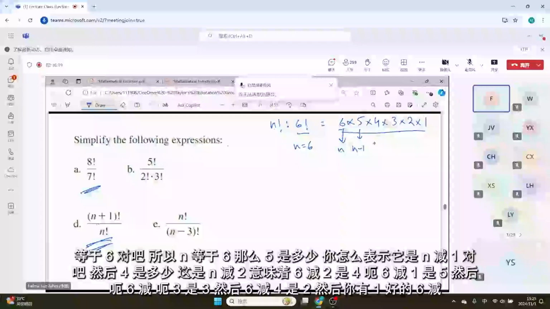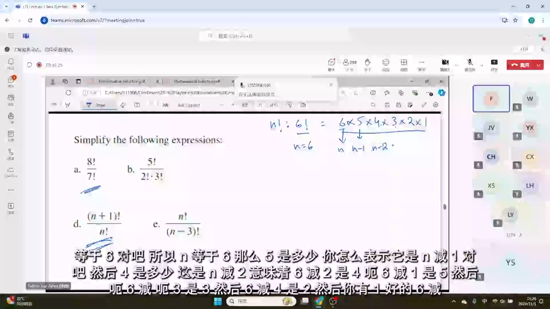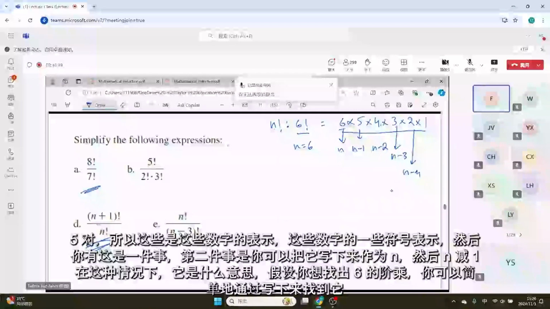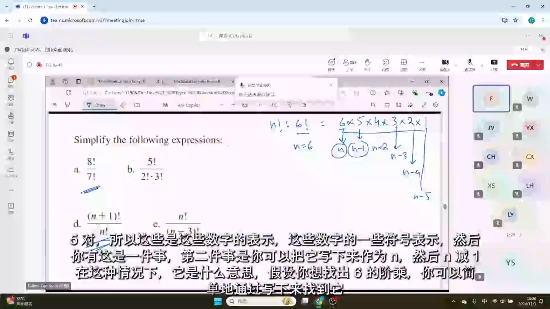This is n minus 2, meaning 6 minus 2 is 4. 6 minus 1 is 5. Then 6 minus 3 is 3. Then 6 minus 4 is 2. And then you have 1, which is 6 minus 5. So these are the symbolic representations of these numbers.